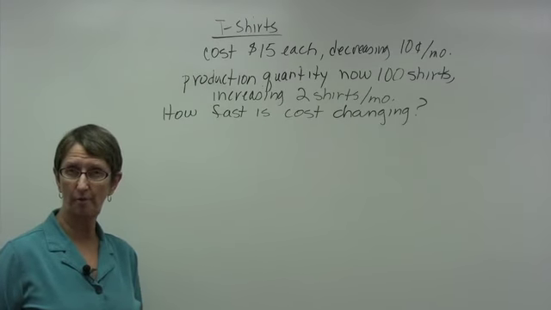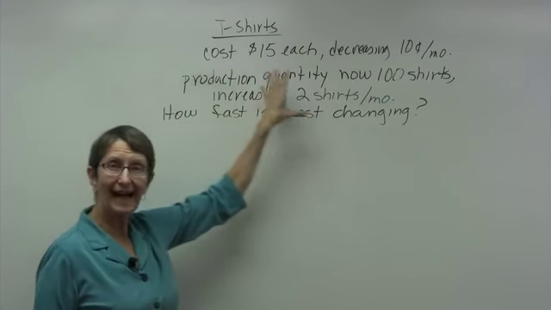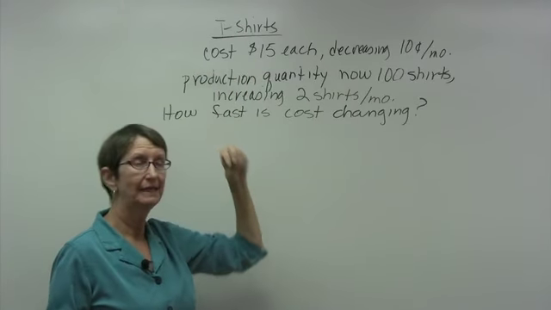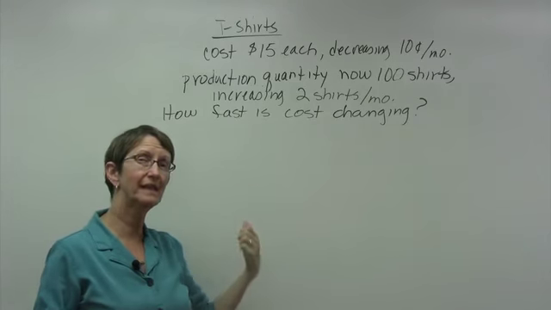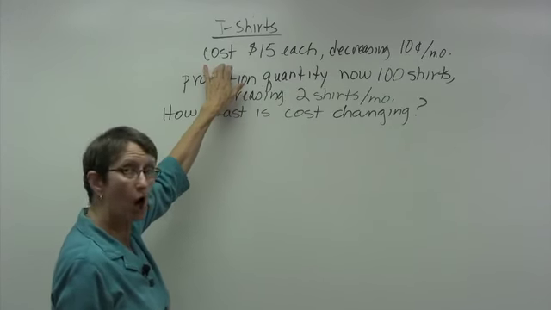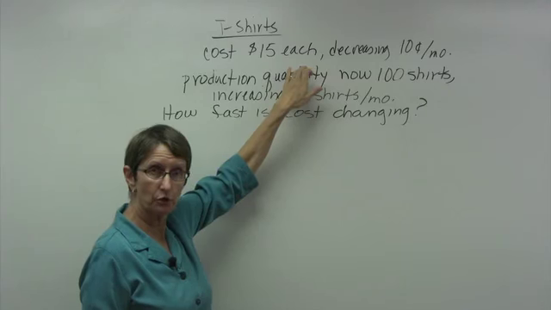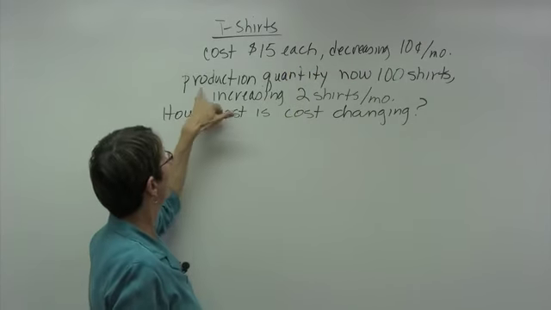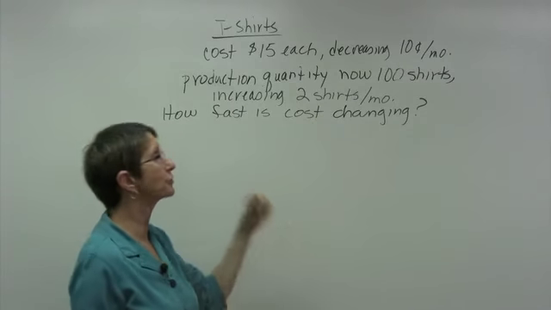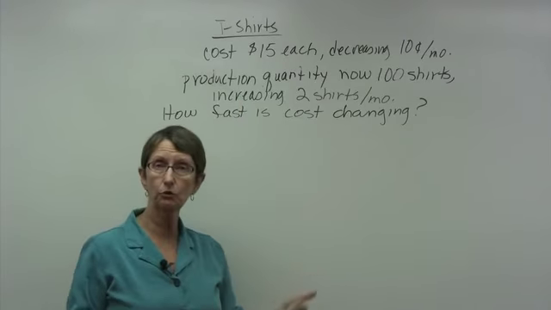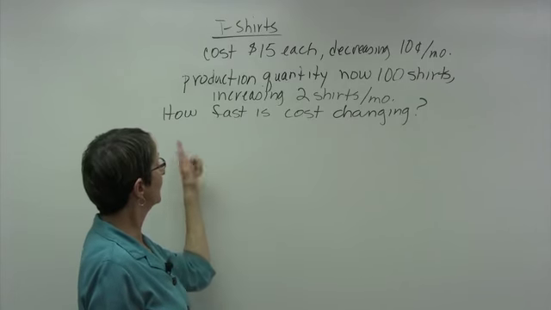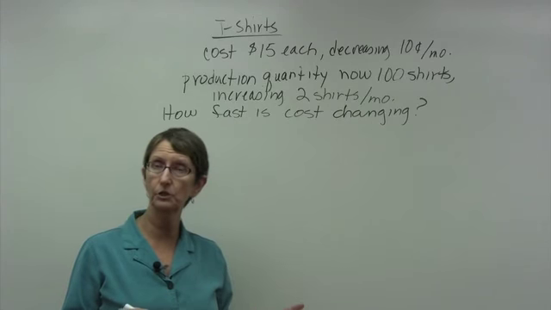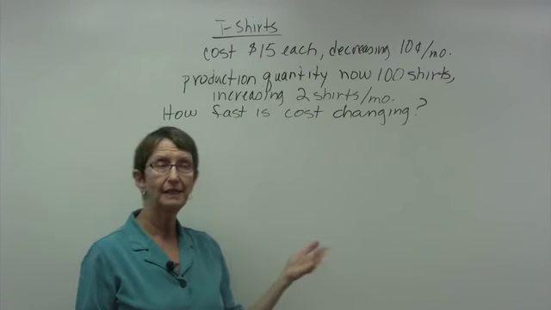You've seen the t-shirt problem, and you want to do like I did, which is to take out and rewrite the parts that you need to use from the worked problem. When it's a big paragraph, sometimes it's difficult to keep track. We were told that the cost is $15 for one shirt, and that cost is decreasing 10 cents per month. The production quantity is now 100 shirts, which is increasing 2 shirts per month. And the question asked us, how fast is cost changing? Changing is the rate of change, so that means we have to use a derivative.